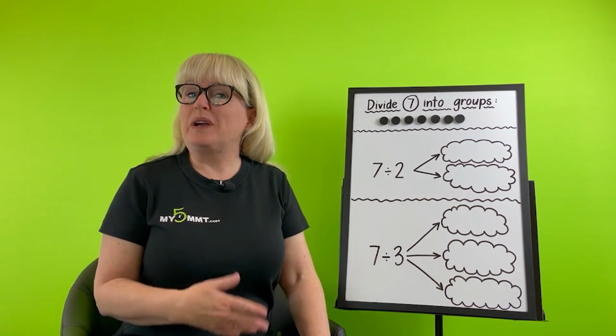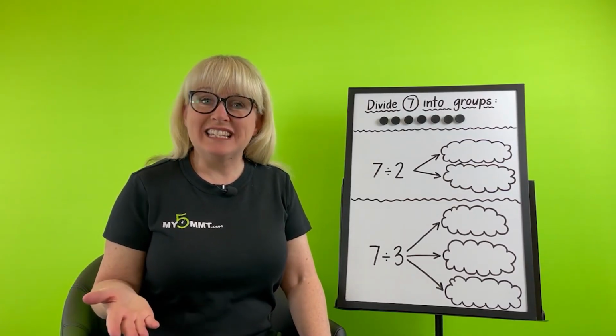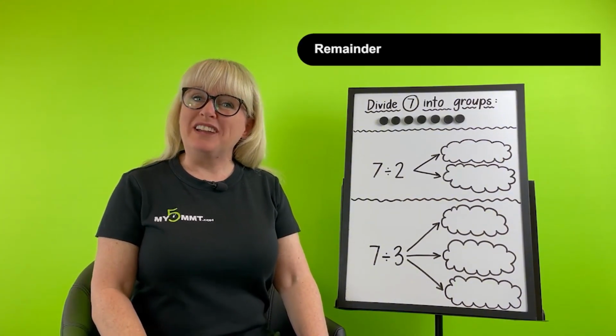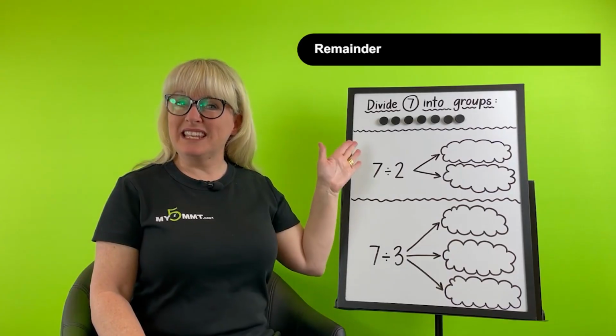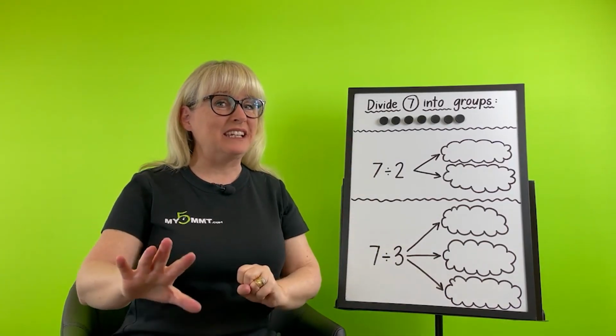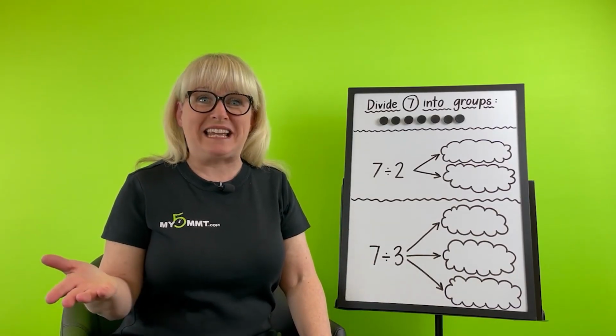But what about when we're sharing hands-on material and then we find that there's a leftover? Well, that's what we call a remainder. And we're going to investigate the number 7 to start off with, and as we divide evenly and equally, find out if there is actually a leftover, a remainder.